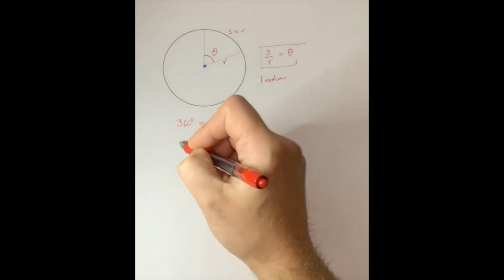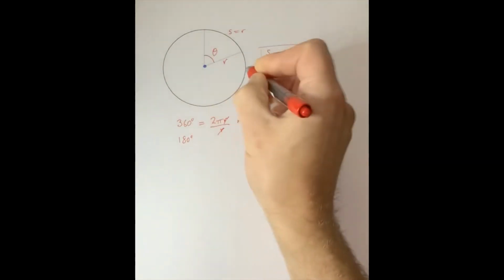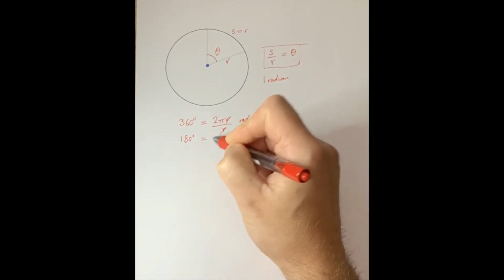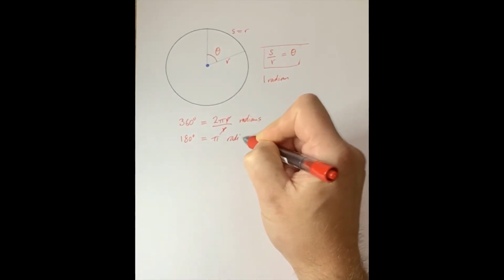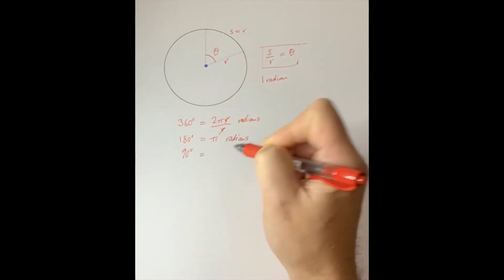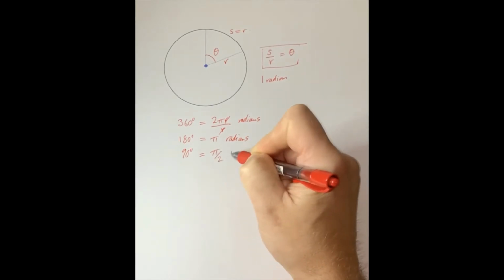If we went halfway around the circle, 180 degrees, that would be pi radians. A 90 degree angle would be pi over 2 radians.